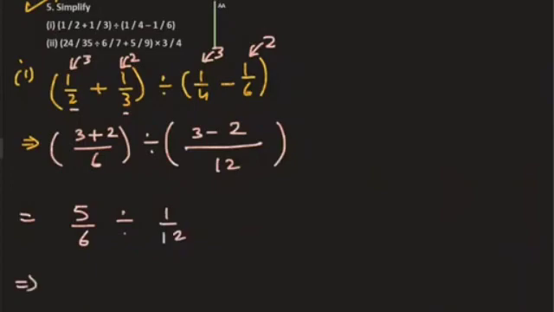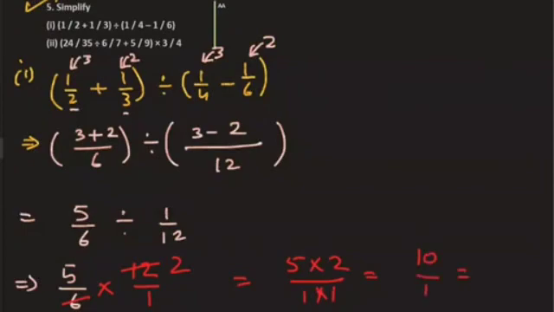Now what I have done, write 5 upon 6 as it is and change divide sign into multiply and reciprocate this. So this is 1 upon 12. You will write 12 upon 1. Okay, now 6 ones are 6, 6 twos are 12. So 5 into 2, 1 into 1 in denominator. So 5 twos are 10, 10 upon 1, which means 10. Okay, because upon में 1 नहीं लिखा जाता है. तो आपका जो फाइनल आंसर होगा वो 10 होगा.